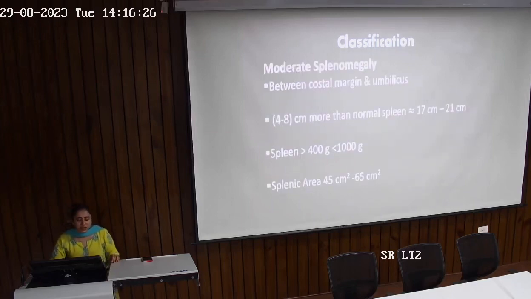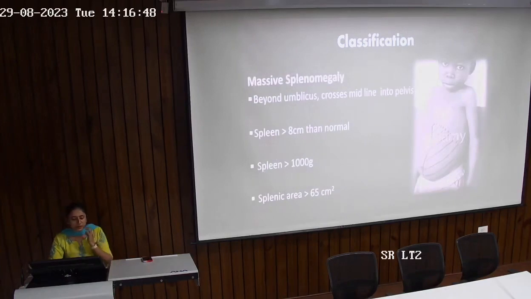Then there is moderate. When the spleen enlarges and reaches between the costal margin and umbilicus, it is moderate splenomegaly. It is 4 to 8 centimeters more than the normal spleen, that is 17 to 21 centimeters. The spleen is more than 400 grams but less than 1000, and splenic area is 45 to 65 centimeters squared. Now the massive splenomegaly, the spleen reaches beyond the umbilicus on palpation, that is it crosses the midline into the pelvis. Spleen is more than 8 centimeters more than normal and weighs more than 1000 grams, and the splenic area is more than 65 centimeters squared.